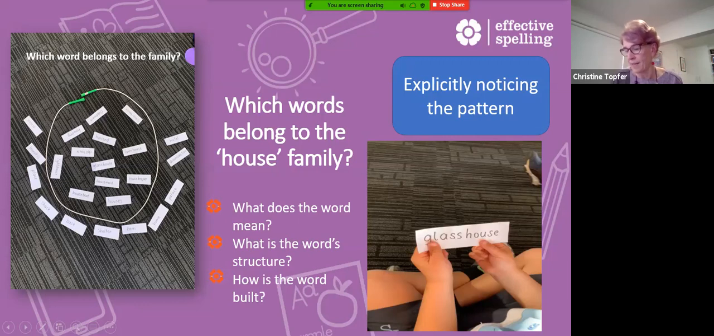And they discovered that words like shack and home went on the outside of the circle, because while they might have a meaning connection, there's no structure. H-O-U-S-E is not in those words. They cannot belong to the family. Here's a child who's discussing that glass house belongs to the family because it has H-O-U-S-E in it, but also he would know that it is a house that's made out of glass, and so therefore there was a meaning connection, so it did belong to that family.